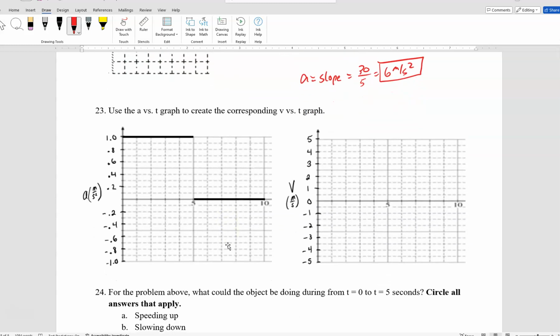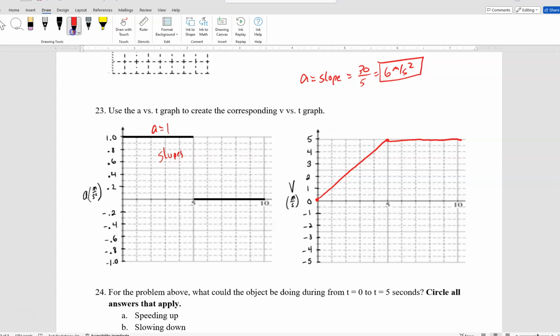Okay, almost done here. Problem number 23, we are going from an acceleration versus time graph to a velocity versus time graph. We are working our way backwards. What you should know is that these are the slopes of the velocity versus time graph. So I just have to have a velocity versus time graph with the slopes that I see there. So I need to have a slope of 1. For me, I just said, all right, I'll start at 0, 0, go over 5, up 5. That gives me a slope of 1, which is why I have an acceleration or a slope of 1 right there. And then I want a slope of 0, so I just went straight across.